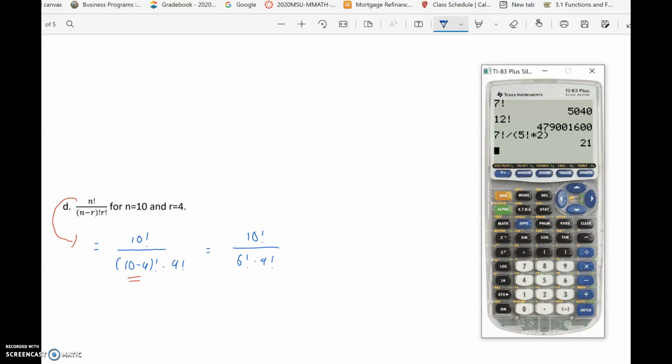We are going to need to put a parenthesis at the bottom. So 10 factorial and then divided by, at the bottom there's a 6 factorial and then times a 4 factorial. And then close the parentheses. Once again, 10 factorial divided by 6 factorial times 4 factorial. Enter, and I'm getting 210.